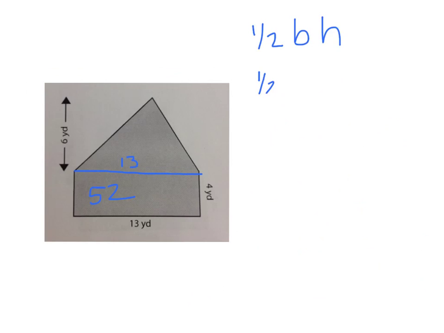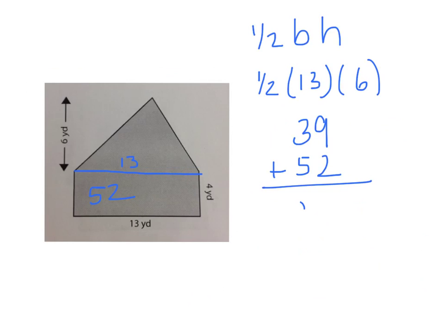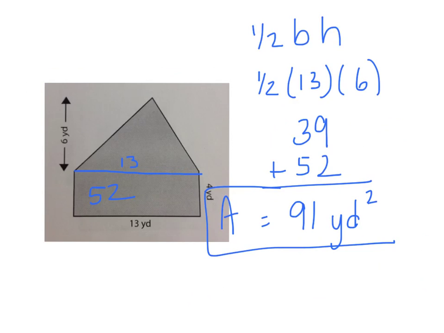So I have 1/2, 13 times 6. And I get the area of that triangle to be 39 yards. So I'm going to go ahead and add that to the 52 for a total of 91 yards squared. So the area of this figure is 91 yards squared.